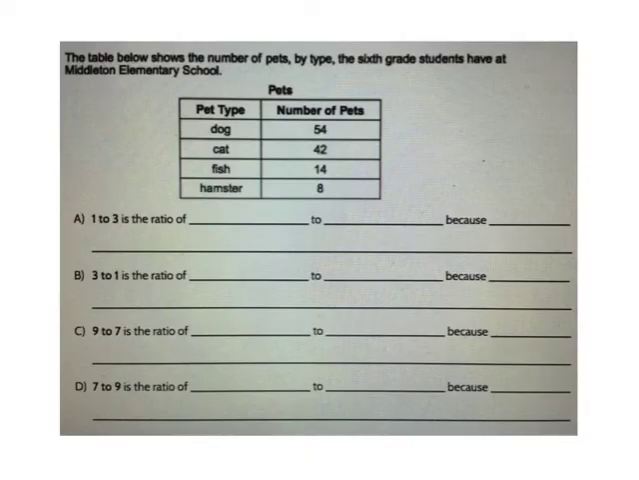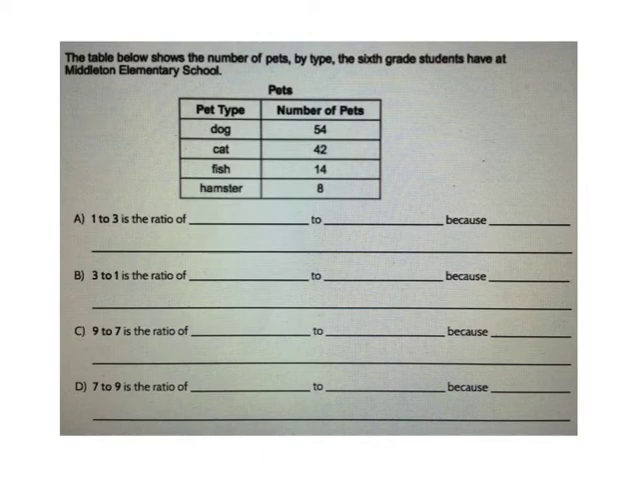This problem is slightly different. You're given a ratio table, and you need to find the ratios based on what I give you. So for example, 1 to 3 is the ratio of blank to blank because, and then you would explain. What does the ratio of 1 to 3 represent within the table?